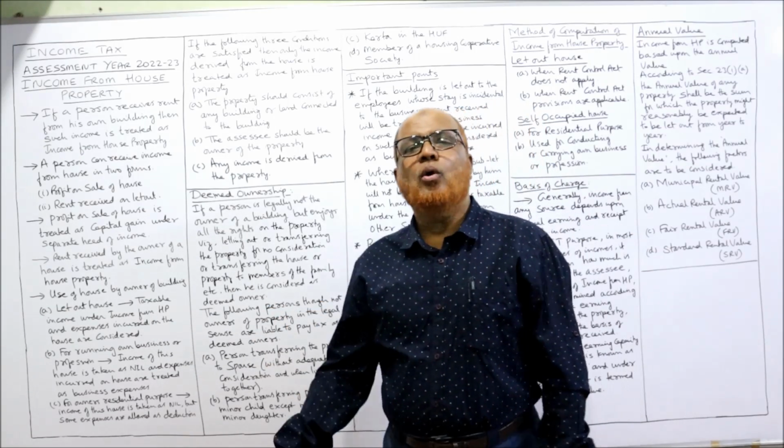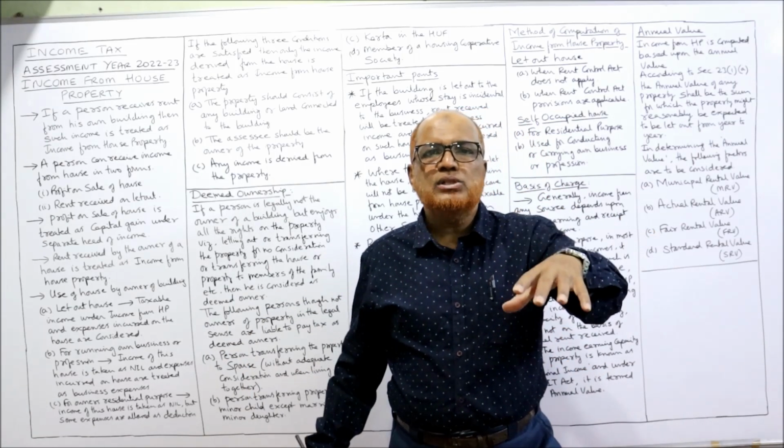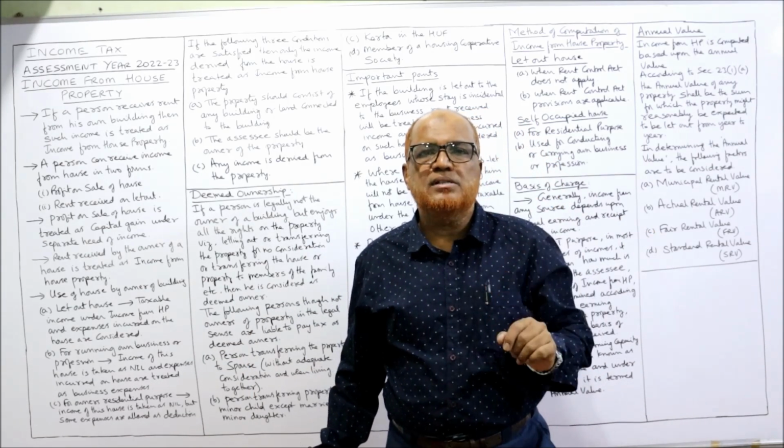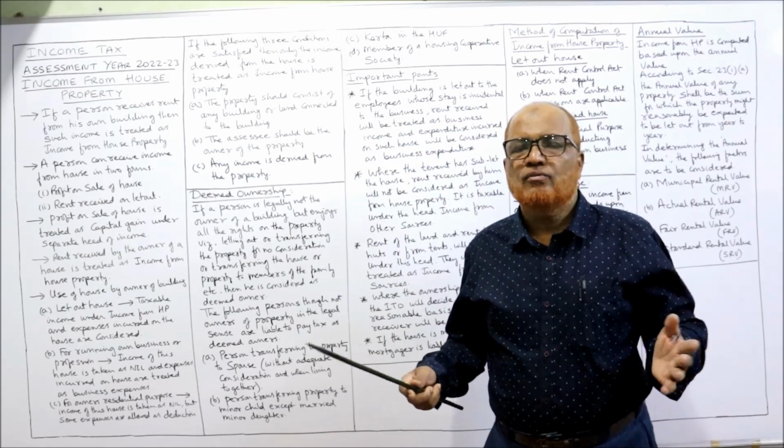Secondly, for running own business or profession, sometimes the owner of the building will use the building for running his own business or own profession. Then the income from such house will not be computed.